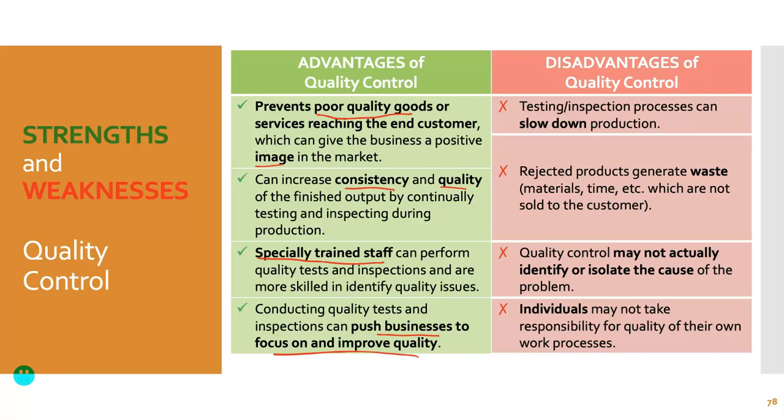What are our disadvantages? All this testing and inspection can slow down the production, which of course decreases the efficiency of the production. Rejected products generate waste, and waste also reduces the efficiency. Quality control might actually not identify the actual cause of the problem. We're just finding the mistakes. And because there are specifically trained staff, individuals may not take responsibility for the quality. They might go, that is someone else's, the inspectors', to find.